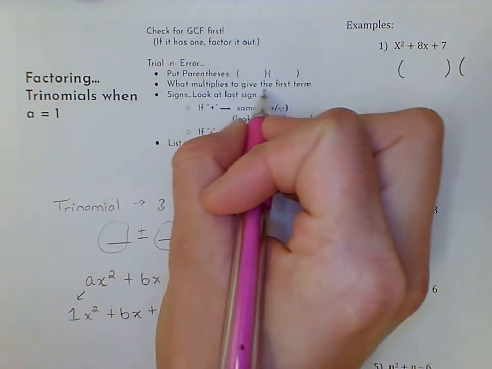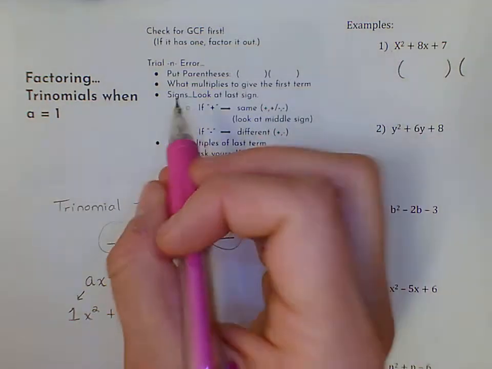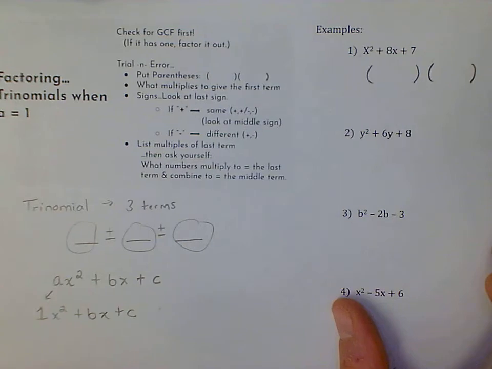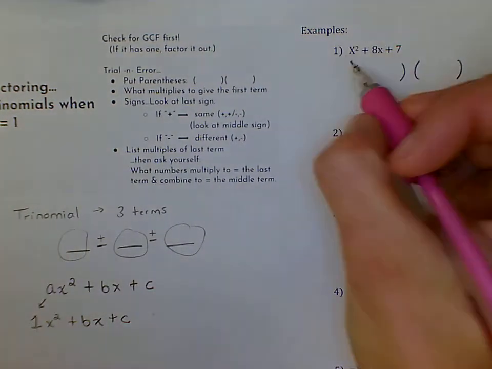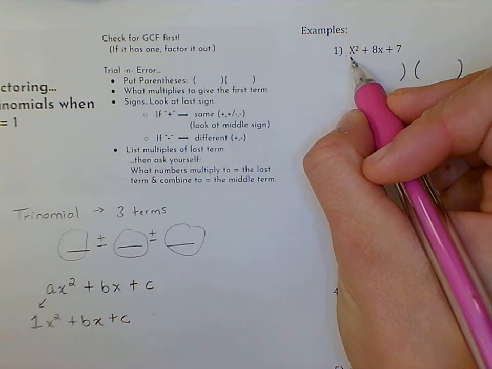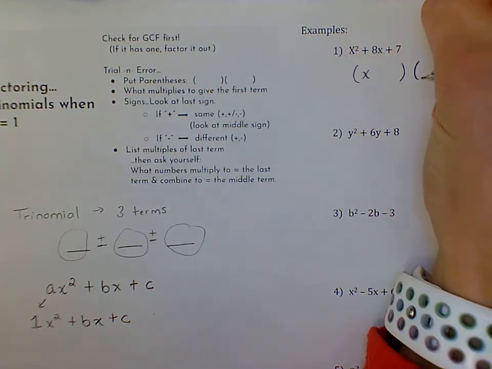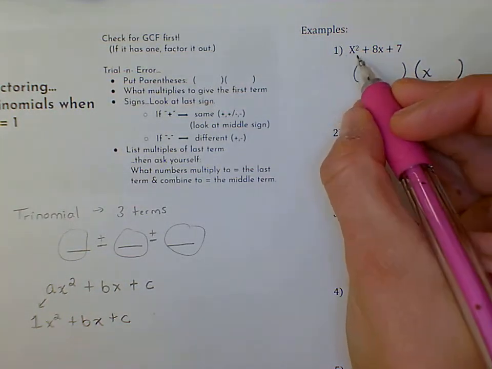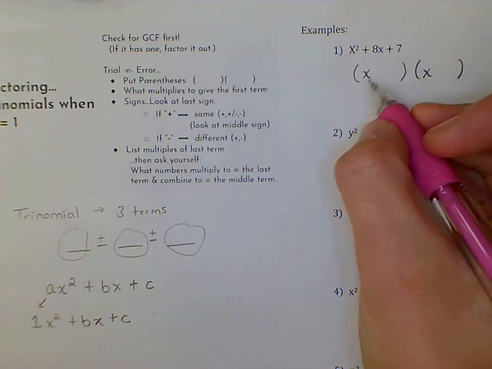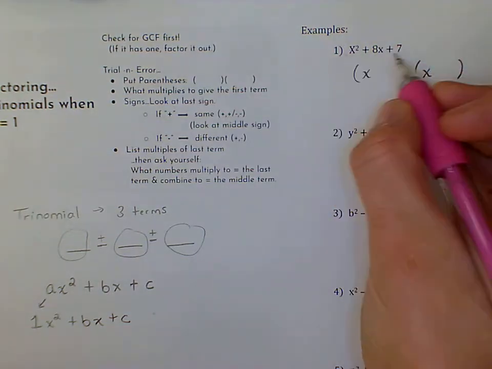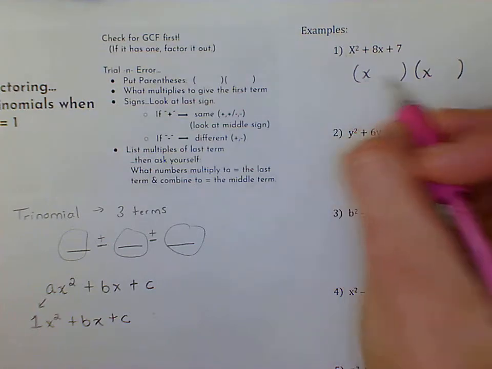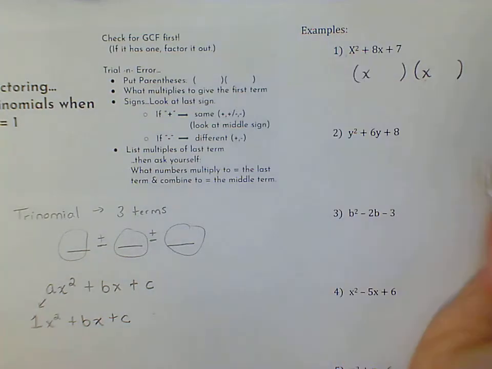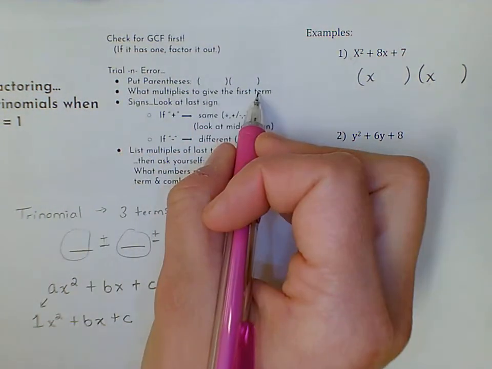Then you're going to go ahead and look at the first term, and you're going to ask yourself, what multiplies to give you the first term? And for these problems, it's going to be a little bit easier, okay? So what multiplies to give you x squared? Well, x times x does. So you can go ahead and put that in. That's going to go in the first spot here, because remember, what we're doing is undoing multiplication. Like when we multiply stuff out, this is what we end up getting. So we're undoing that. And so these 2 should multiply to give you that first term. And notice x times x gives you x squared. Okay, so that's the next step.